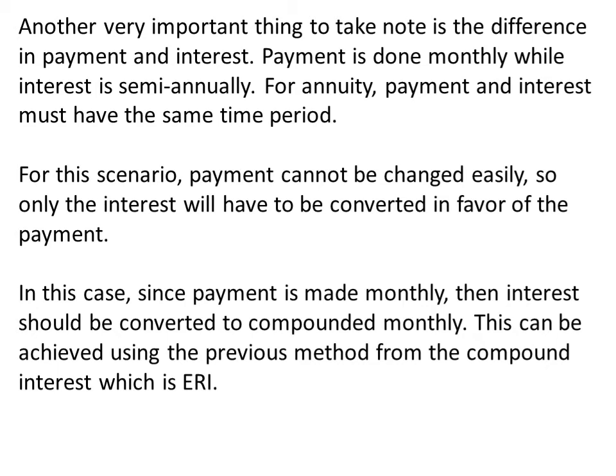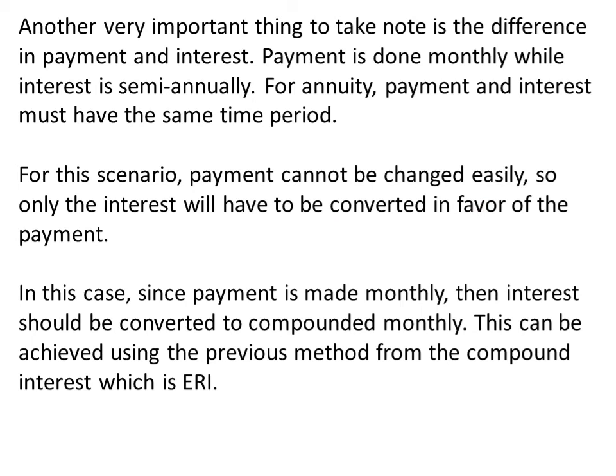Now, for problems regarding annuity, usually the given payment is stated directly. Okay? So, for example, your payment is monthly or your payment is annually. And in actual scenarios, it is hard to change the time period of the payment. Okay? So it's hard to change, for example, once it is set to monthly. It's hard to change it into yearly or into quarterly.